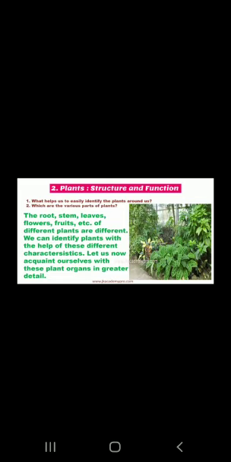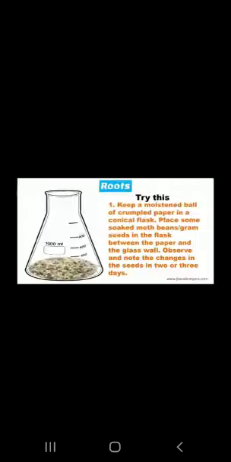So since first standard we are learning different parts of plants, right? Root, stem, leaves, flowers, fruit, etc. These are the parts of a plant. As we have different parts of our body, in a similar manner plants also have different parts, and these parts have certain functions. Let's see in detail what the functions of these parts of the plants are.